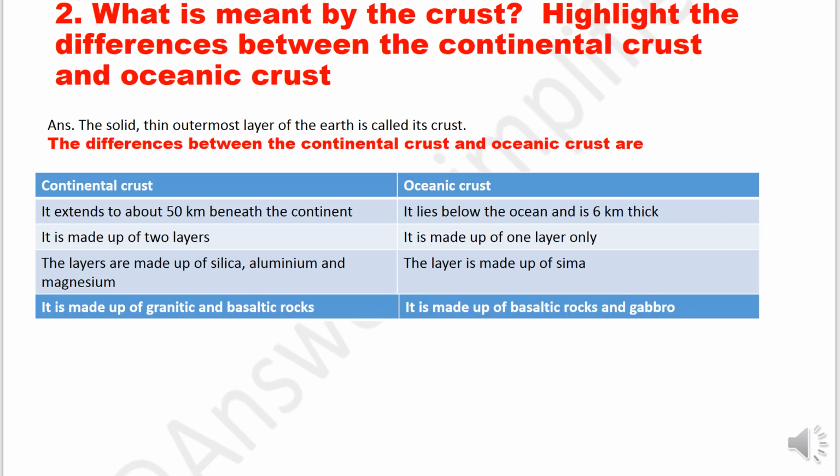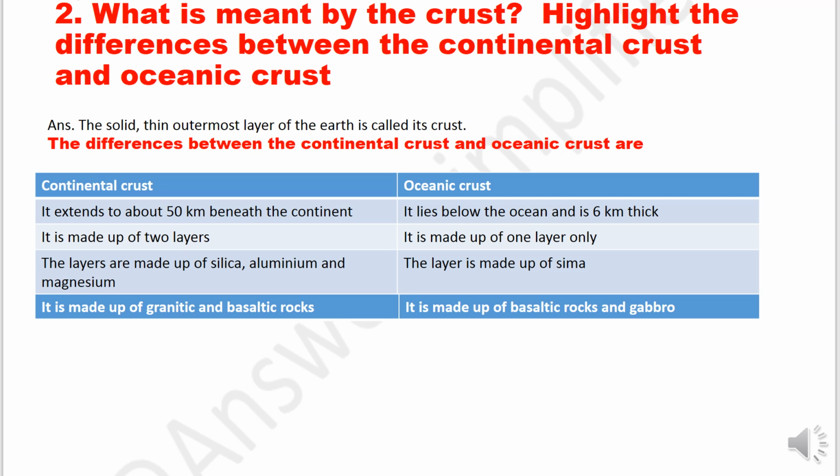Question number 2. What is meant by the crust? Highlight the differences between the continental crust and oceanic crust. Answer. The solid, thin outermost layer of the earth is called its crust. The differences between the continental crust and oceanic crust are: let us discuss continental crust first. It extends to about 50 km beneath the continent. It is made up of two layers. The layers are made up of silica, aluminium and magnesium. It is made up of granitic and basaltic rocks.